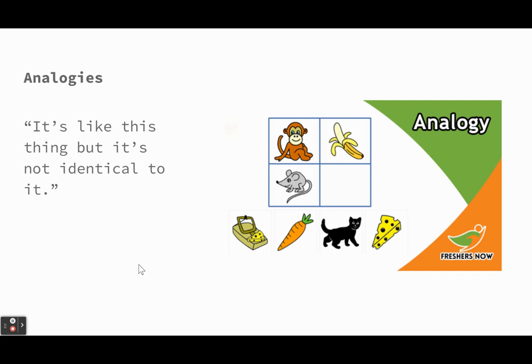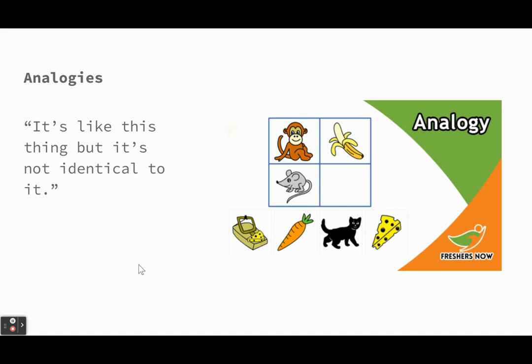Finally, there's analogies. Analogies are fairly simple. It's like this thing, but it's not identical to it. Way back in the day, the ACT, the SAT tests all had a bunch of analogies on them. A banana is to monkey as a trap is to a mouse, a carrot is to a mouse, a cat is to a mouse, a piece of cheese is to mouse.